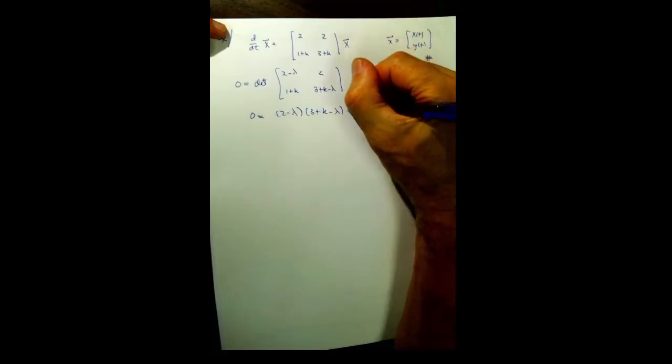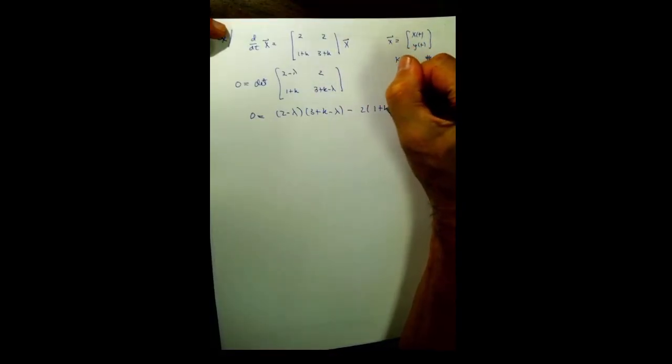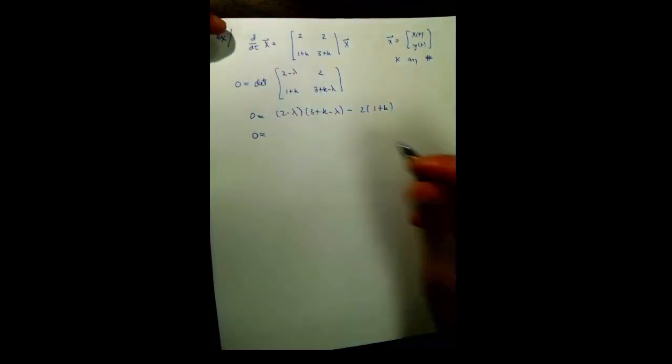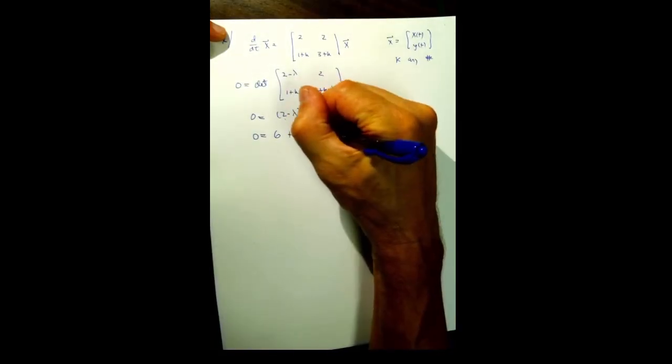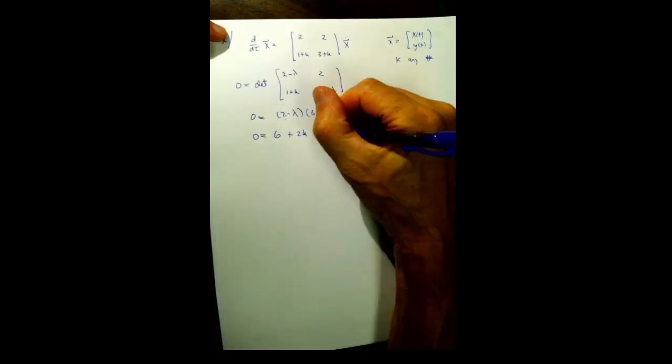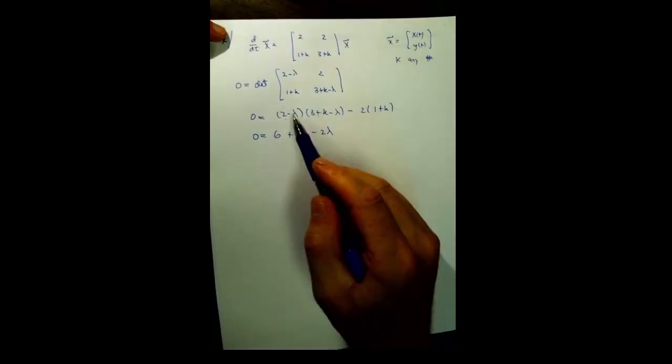So I get (2 minus lambda) times (3 plus k minus lambda) minus 2 times (1 plus k). I'm going to expand it out as far as I can and then see what happens. So let's see, 2 times 3 is 6. 2 times k is 2k. 2 times minus lambda is minus 2 lambda. Now I deal with this.